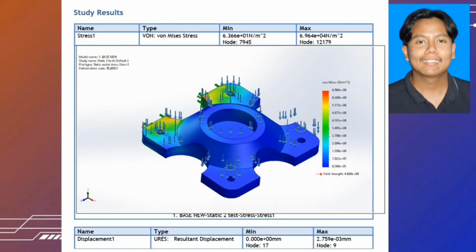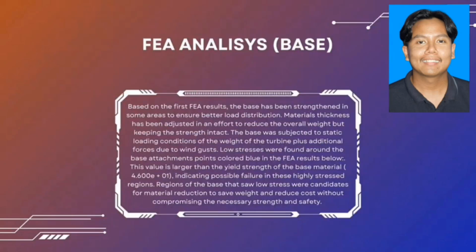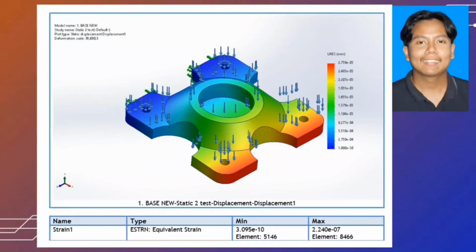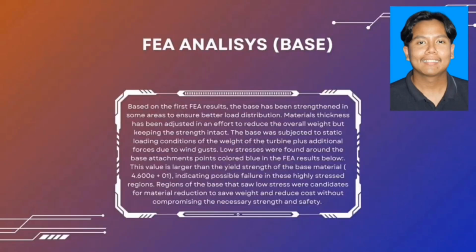Based on the first FEA results, the base has been strengthened in some areas to ensure better load distribution. Material thickness has been adjusted in an effort to reduce the overall weight while keeping the strength intact. The base was subjected to static loading conditions of the weight of the turbine plus additional forces due to wind gusts. Low stresses were found around the base attachments, points colored blue in the FEA results below.